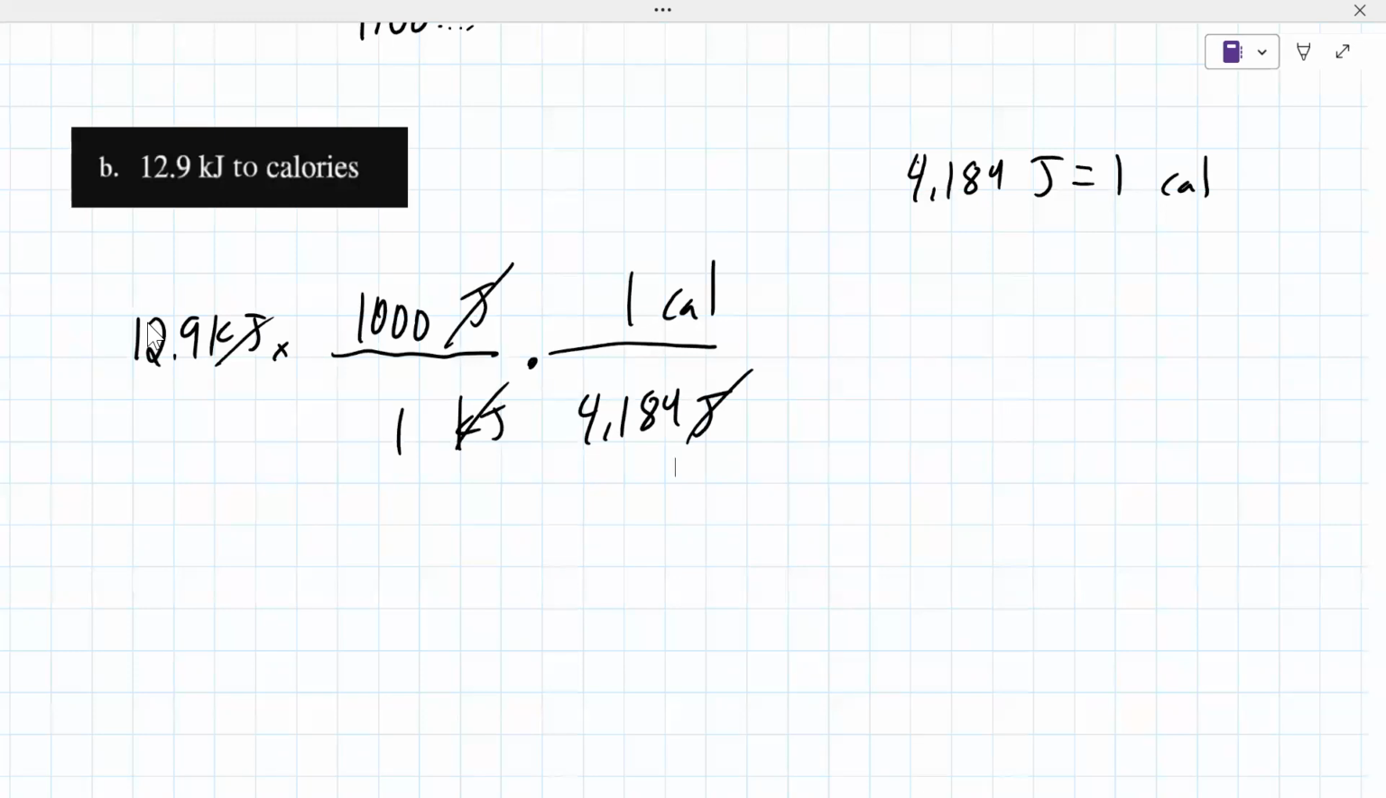All right, so I got 3,080. It's got to be 3 significant figures, though. Oh, wait, 3,080? Let me get caught up here. So yes, 3,080 is the better answer. Okay. Is that right? Yes.